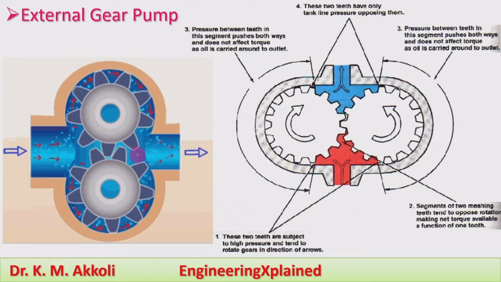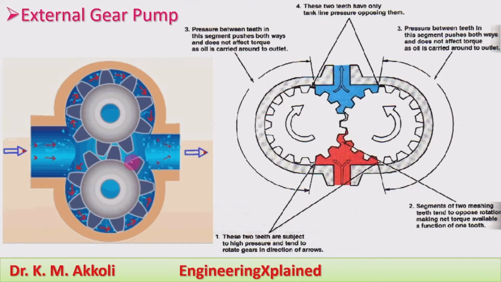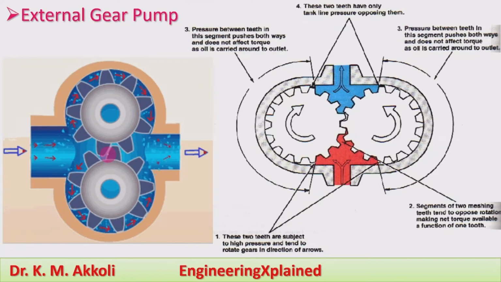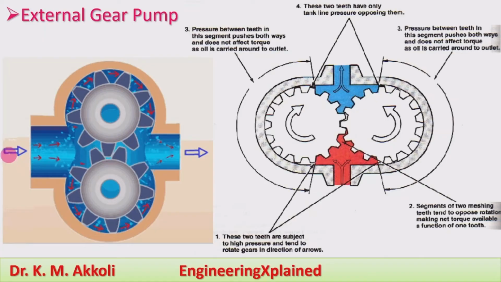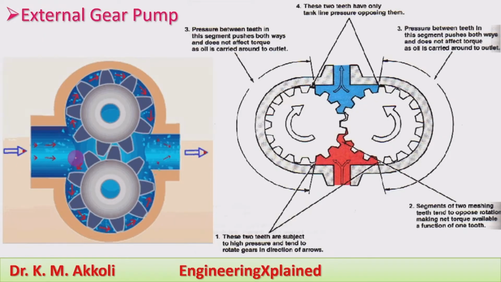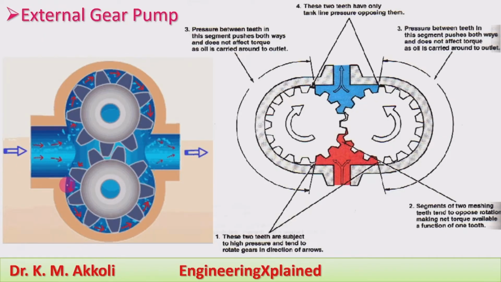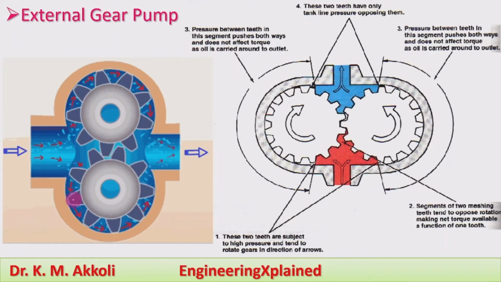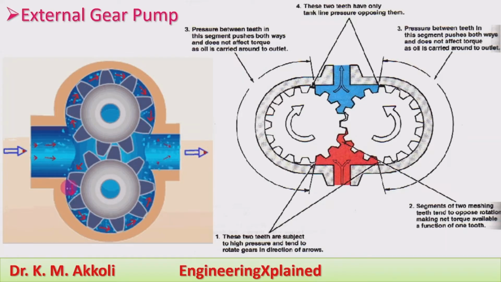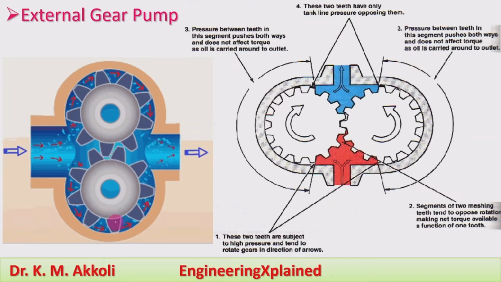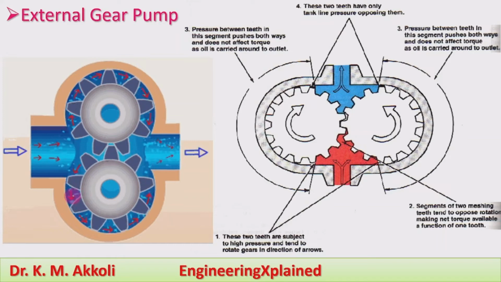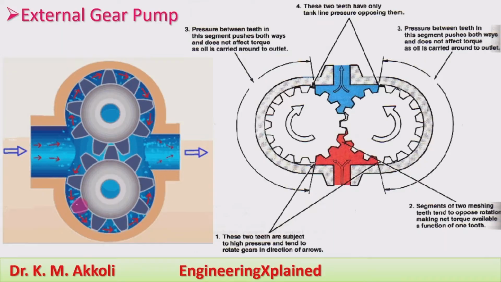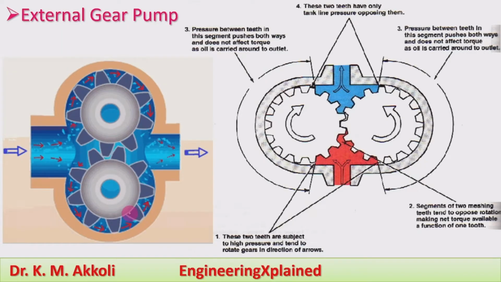From this animation we will come to know clearly how the supply of the fluid by using the gear pump takes place. That is the pumping of the fluid. Here this is the inlet. The fluid is entering here, and the fluid will be carried around the pump, in the space found between the two gear teeth and the housing of the pump.